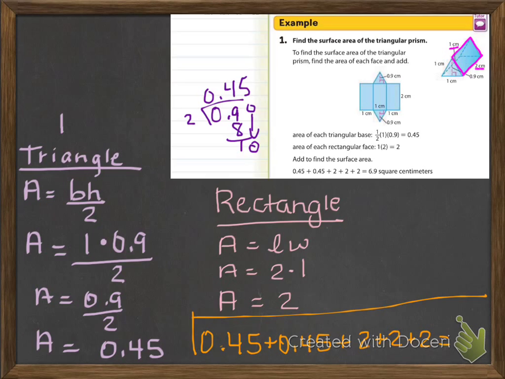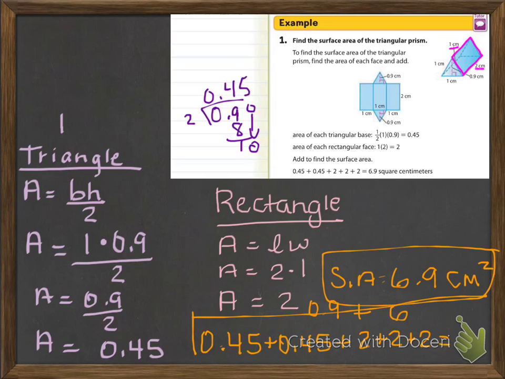So 2 plus 2 plus 2 is going to give you 6, okay, plus 0.5 plus 0.5 is going to give you 0.9. So then your total is going to be 6.9, and that's your total surface area. So it'll be centimeters squared. Surface area equals 6.9 centimeters squared.